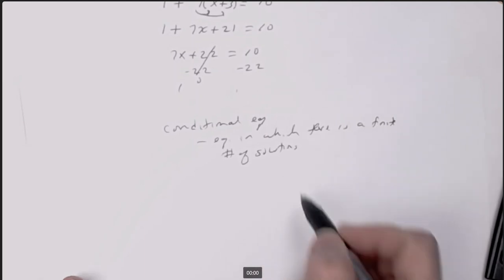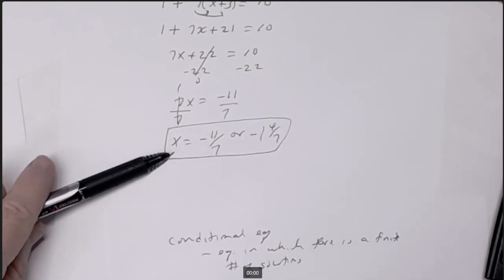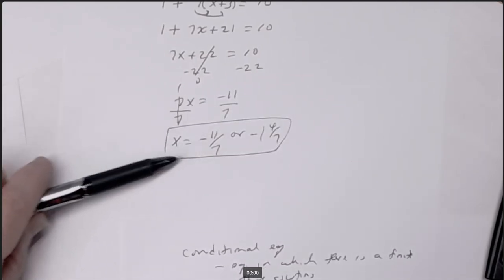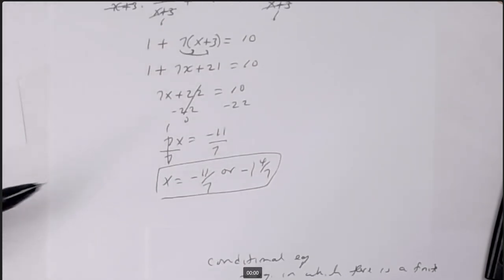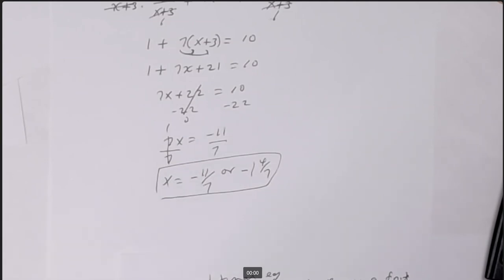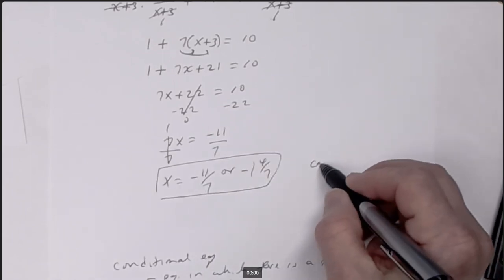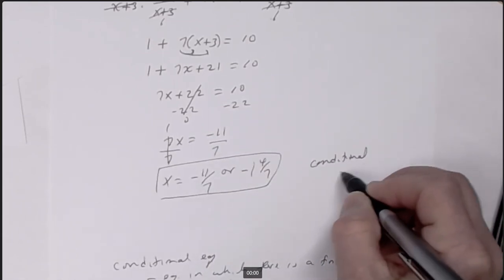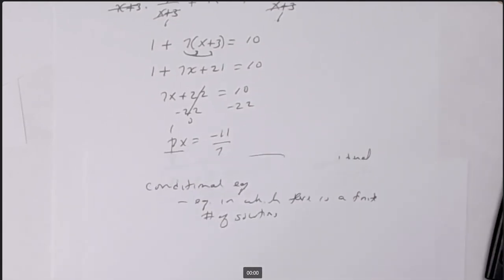So when I go here and I look at the number of solutions, how many solutions does this equation have? One solution, so a finite number. So if that's finite, then this is a conditional equation. Okay. Let me see if I can find one where there's no solution. Let's see. I have to probably make one up. Well, let's go ahead and make one up.